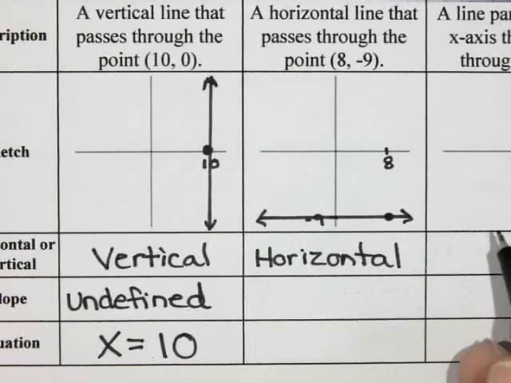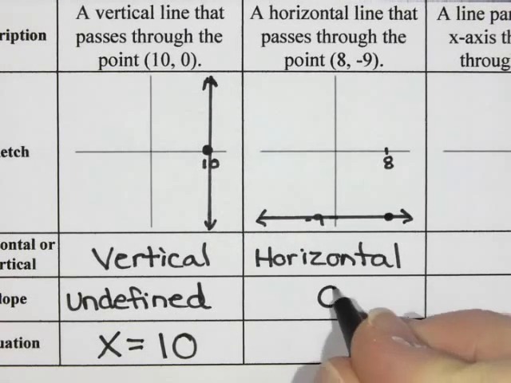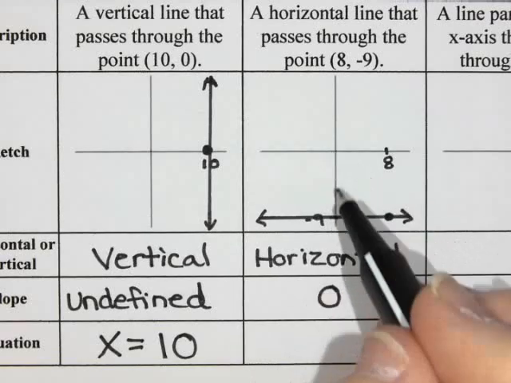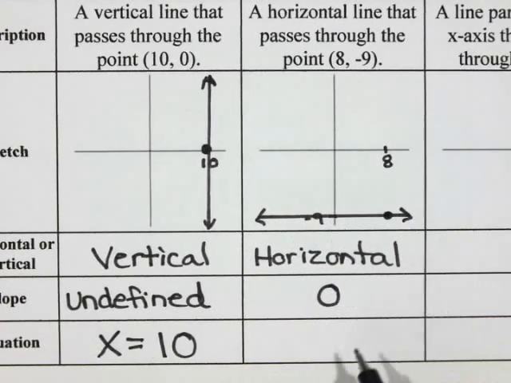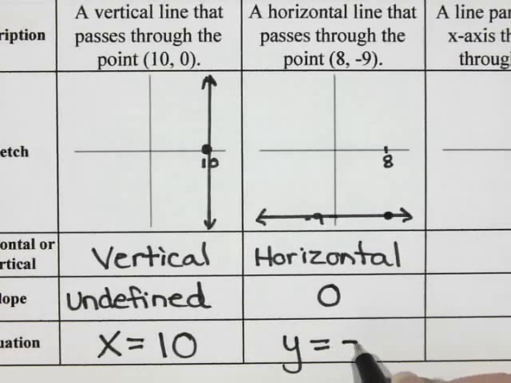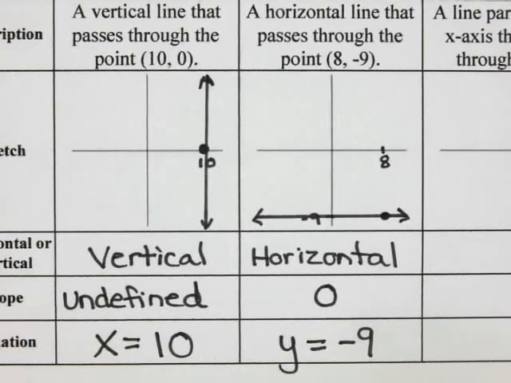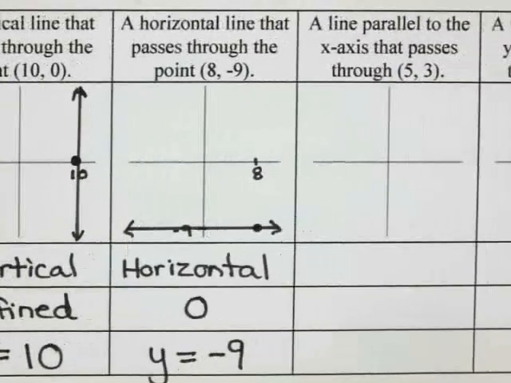Slope of a horizontal line is always 0. And then from here, my equation is going through the y-axis, so y equals, and then it's crossing at negative 9. So y equals negative 9. All right, we've got 2 more to go.